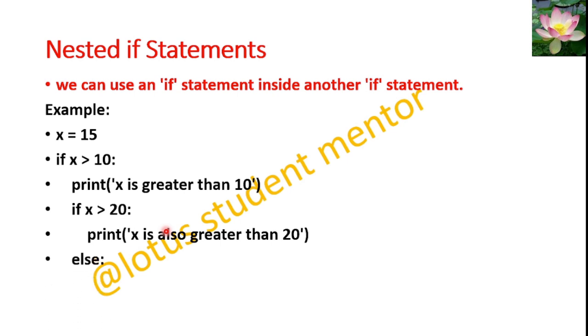Let us see the else. Print "x is between 10 and 20." Now what will be printed here? The output: x is greater than 10. It is true, and it goes inside the nested if. If x is greater than 20, false. Where does it go? To the else. Then "x is between 10 and 20" will be printed, since 15 is between 10 and 20. The output is "x is greater than 10" and "x is between 10 and 20."